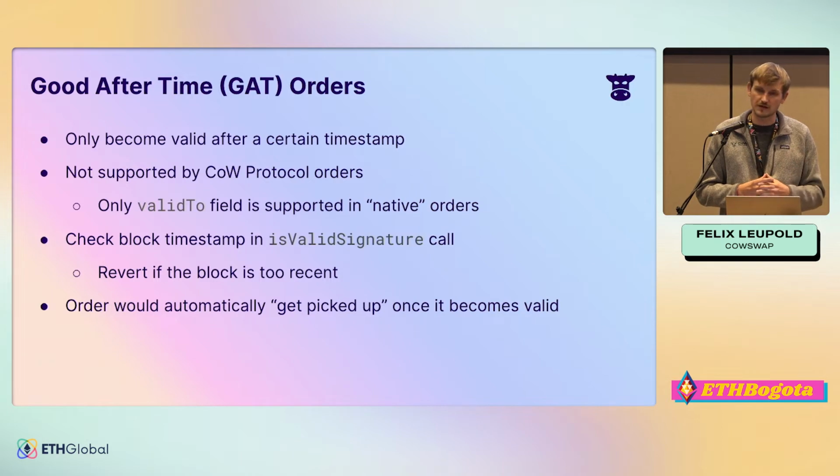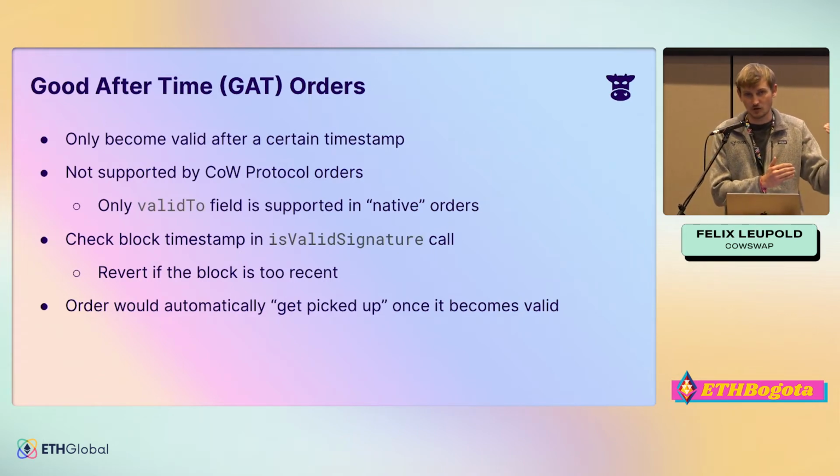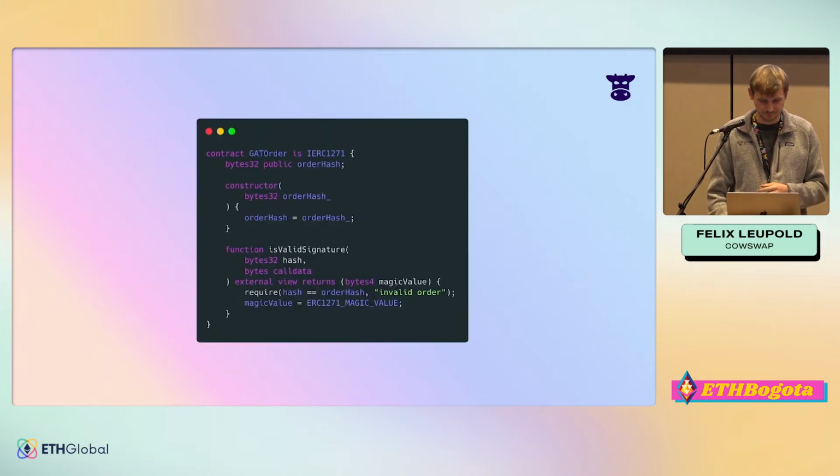And the way you would do that is you just implement is valid signature in a way that it checks what the current block timestamp is. And when that block timestamp is past a certain target, you say is valid signature true. And if it's not, you say no, it's not yet valid. And so you can place this order into the order book. The order book will constantly try to check, is this order now valid or not? And once it becomes valid, it will automatically take it into the current batch and ship it to the solvers, and it will get matched automatically.